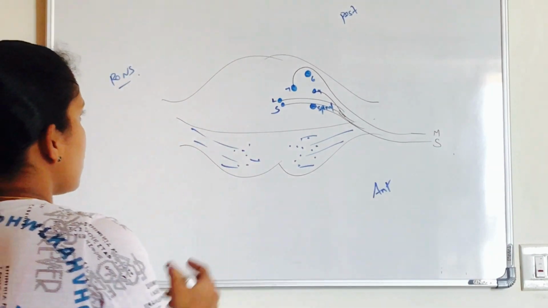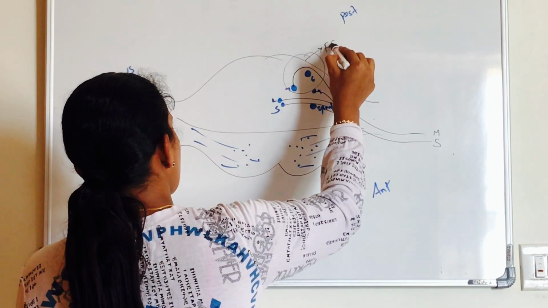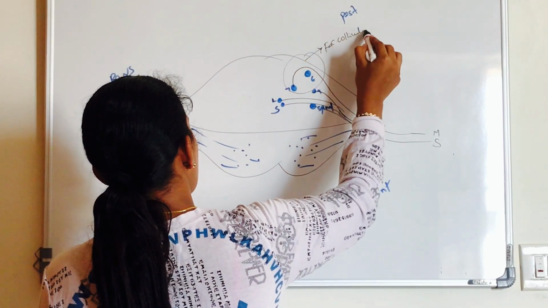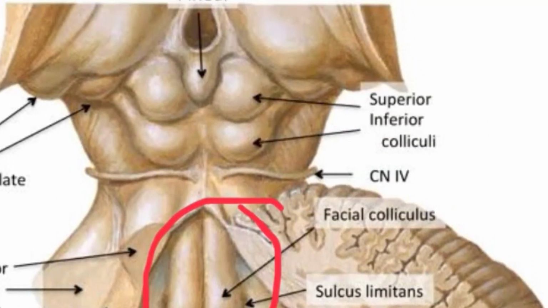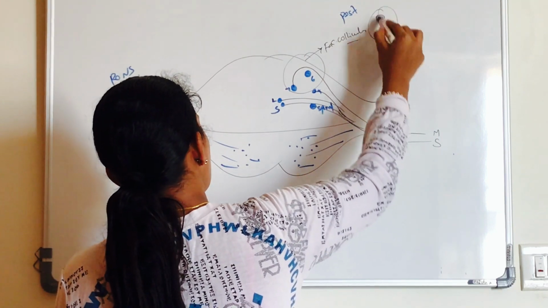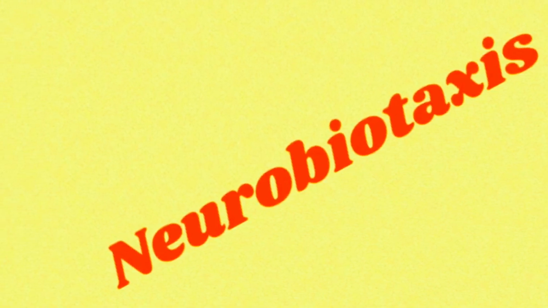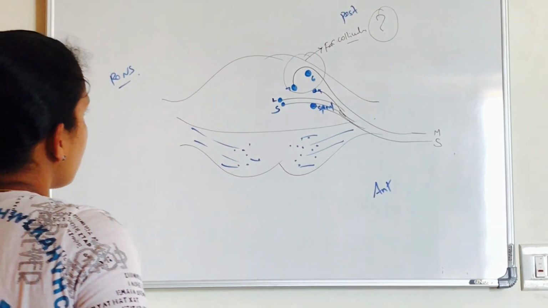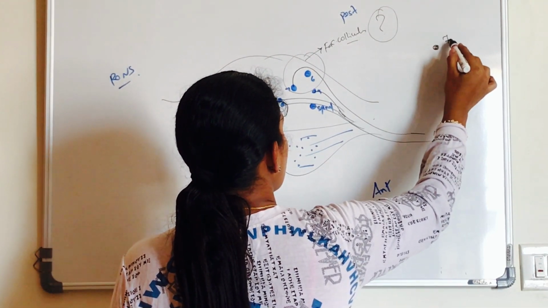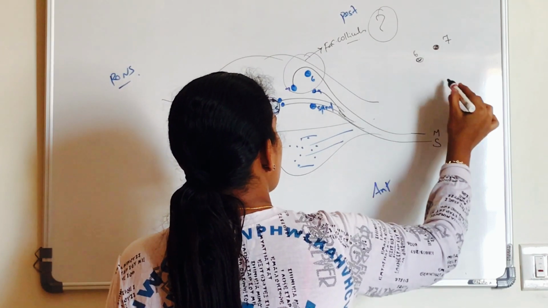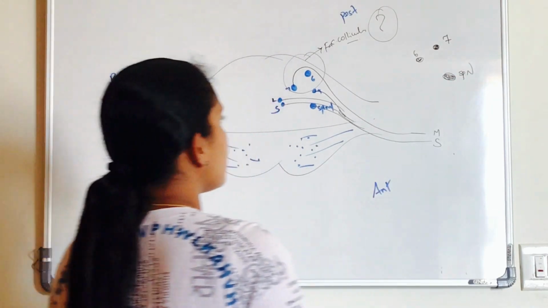Let's take a look at the facial colliculus in the floor of the fourth ventricle. Yes, that is facial colliculus in the floor. Let's talk about neurobiotaxis, that is shift of nerve cells towards the region of maximum stimulation. That is called neurobiotaxis. Now, during early embryogenesis, motor nucleus of facial nerve is initially present dorsolateral to the abducent nucleus.